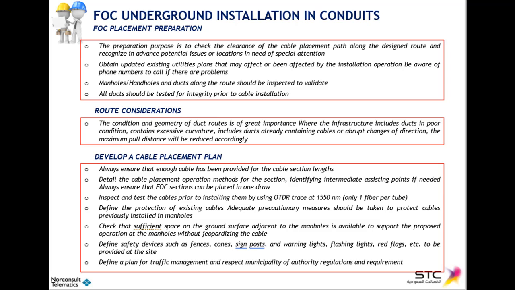The cable placement plan includes things such as making sure that there is enough cable in the warehouses, defining the installation methods for each section, inspecting the cables and testing them if they are eventually damaged or you see some kind of damage on the cable sheath. Define the protection of the existing cables, if any. Check that there is sufficient space around the manholes where you're going to install all your tools, machinery and cables. Safety devices as well as fences, cones, signs and all that, and the traffic management. This is something that you usually don't do, or eventually you do just the last part of it, but it's something very helpful for you.